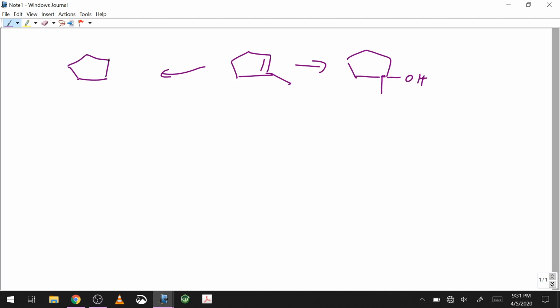So in previous videos, we've already talked about how to add an alcohol to the more substituted carbon, like so, with either oxymercuration or a direct hydration. We talked about how to add it to the less substituted carbon with hydroboration, followed by oxidation.